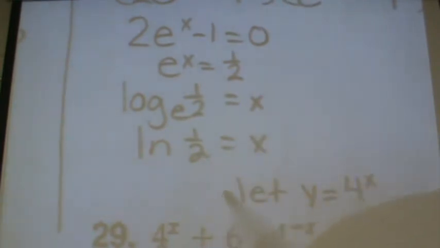What'd you get for an answer? Negative 0.7. How about the other side, ln 4? 1.38. Yeah, 1.39.